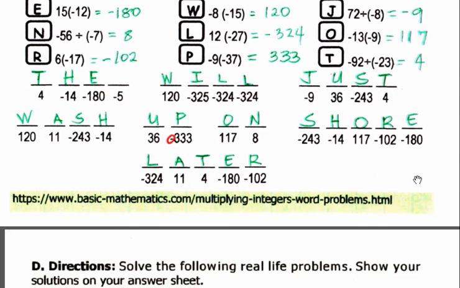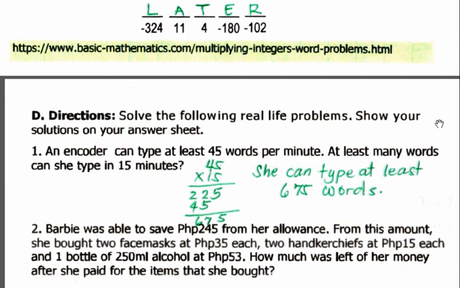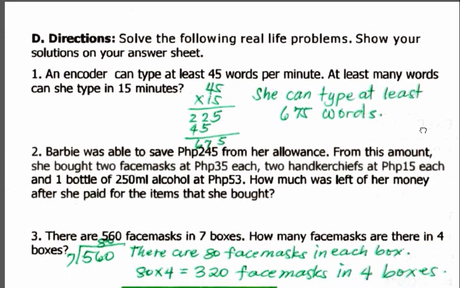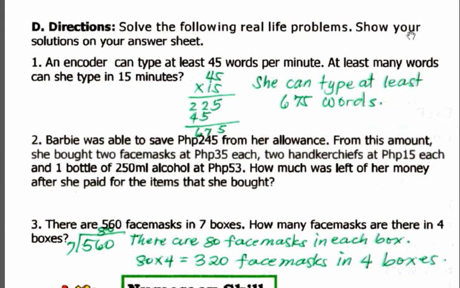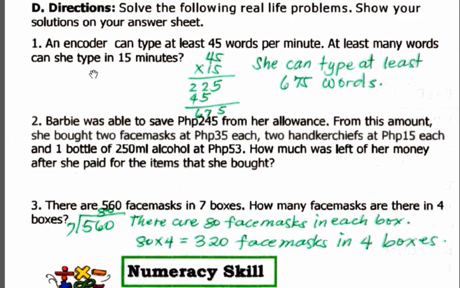Okay, let's proceed to letter D. We have problem solving in real life situations, and you have to show your solutions on your answer sheet. For number 1, an encoder can type at least 45 words per minute. At least how many words can she type in 15 minutes? Well, the process is just 45 words per minute times 15 minutes.